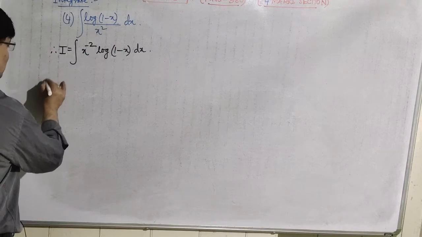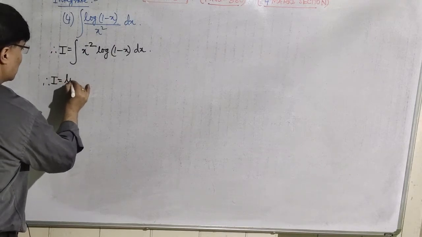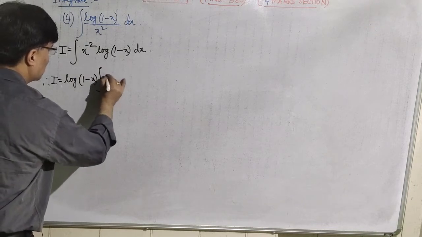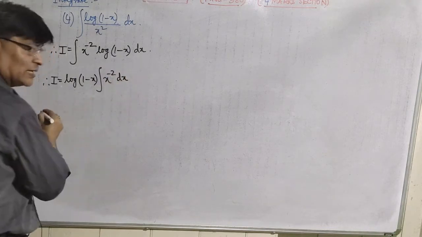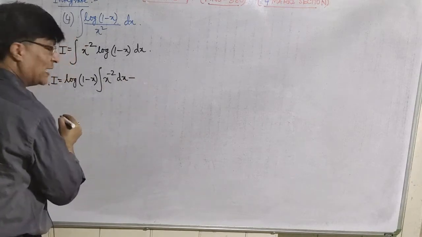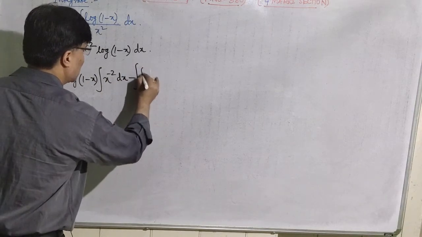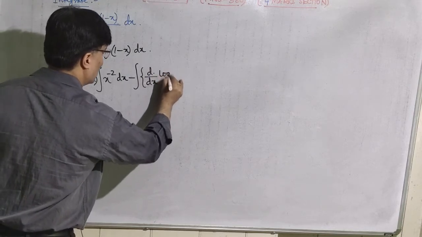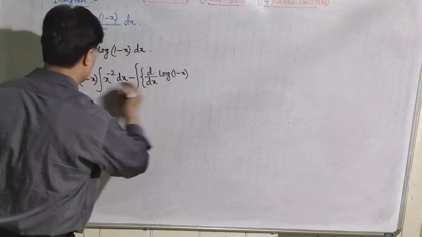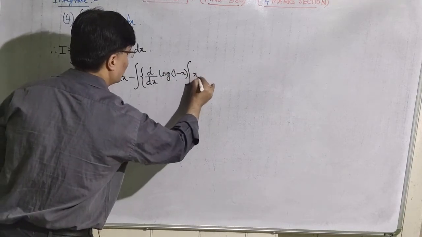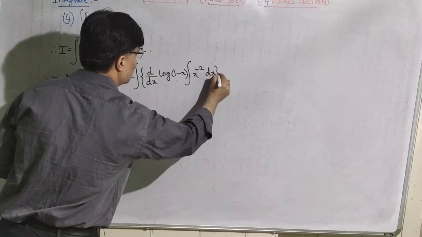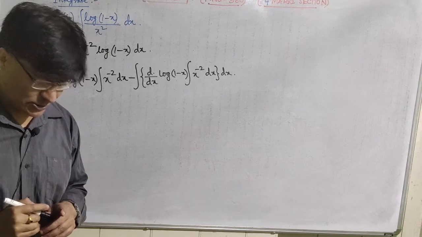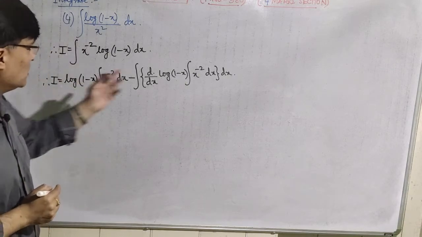So let us use integration by parts. So I is equal to log of 1 minus x taken outside, integration of x to the power minus 2 dx, minus integral sign, second bracket, this is dy dx of log of 1 minus x, then integration of x to the power minus 2 dx, second bracket closed, dx. Is that understood now? So this is your integration by parts.